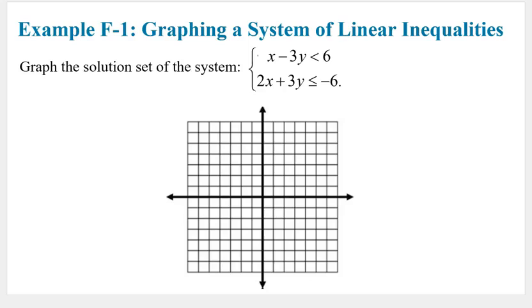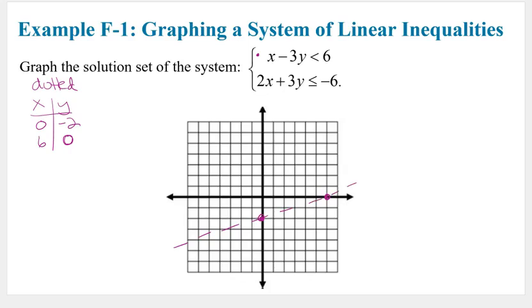I'm going to do the first one in purple, so let's start there. I'm going to graph that using intercepts. It's going to be dotted because it is strictly less than, so the line itself will not be included in the answer. If I put in 0 for x, I get a y-intercept of -2, and if I put in 0 for y, I get an x-intercept of 6. So -2 goes here, 1, 2, 3, 4, 5, 6 goes here, and then I would draw the dotted line through those.